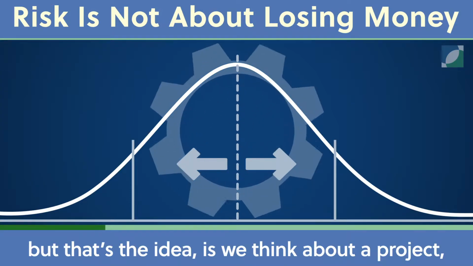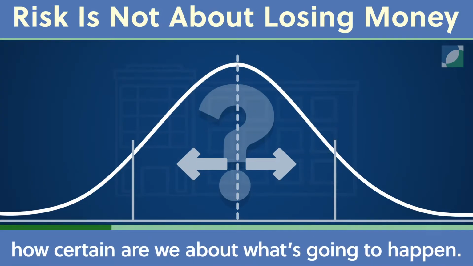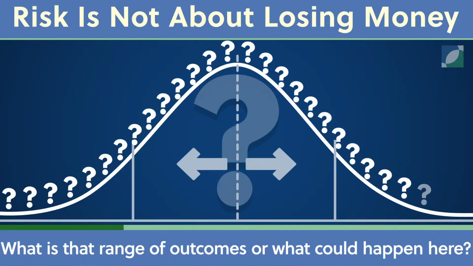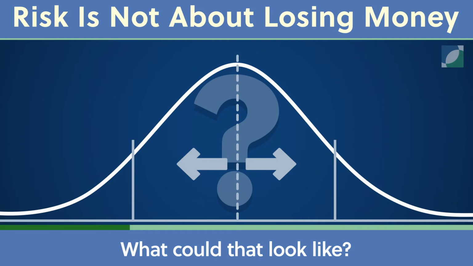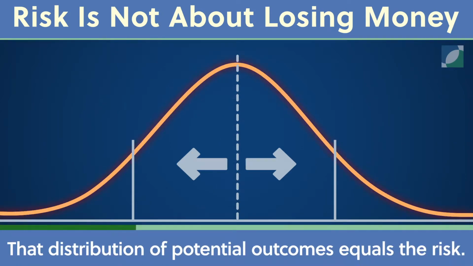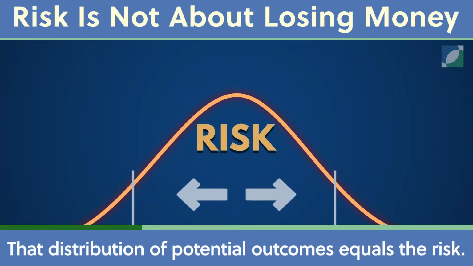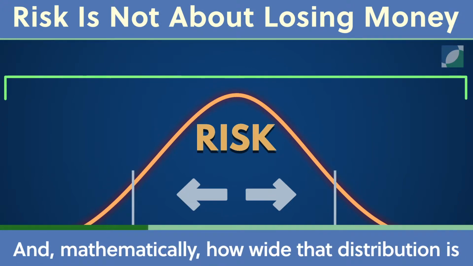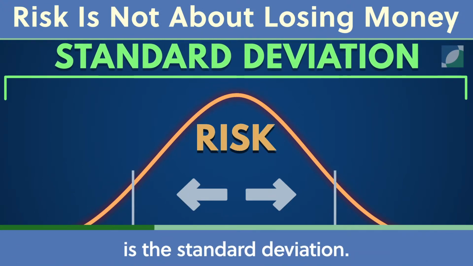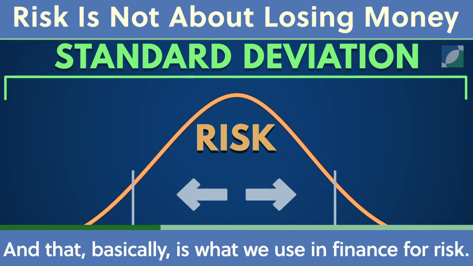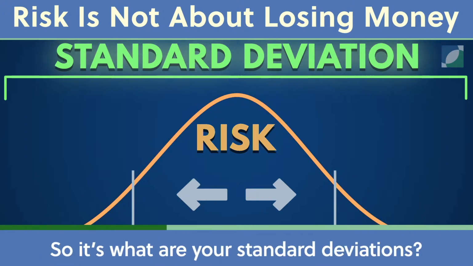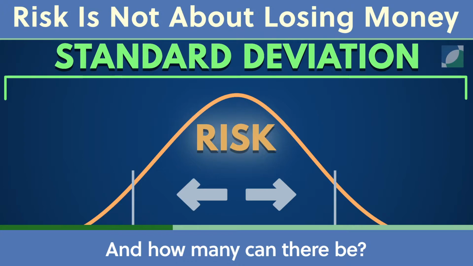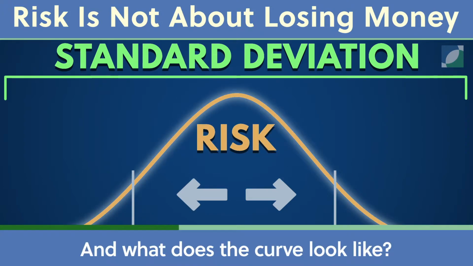As we think about a project, we think about a company, and we think about how certain are we about what's going to happen? What is that range of outcomes of what could happen here? What could that look like? That distribution of potential outcomes equals the risk. And mathematically, how wide that distribution is, is the standard deviation. And that basically is what we use in finance for risk. So it's what are your standard deviations and how many can there be? And what does a curve look like?